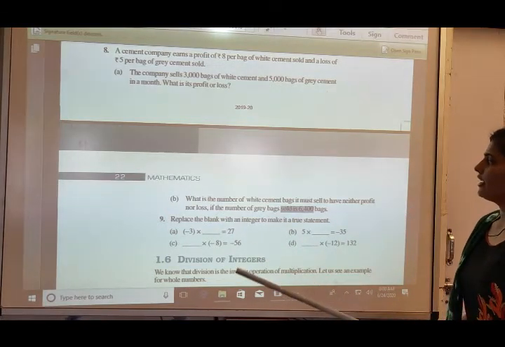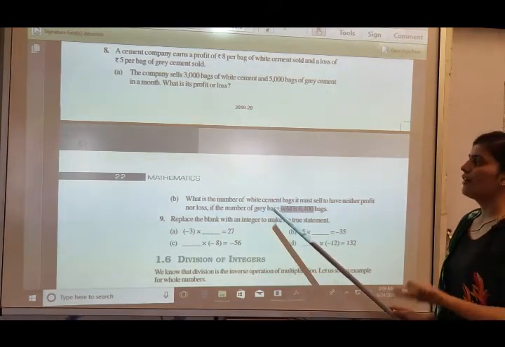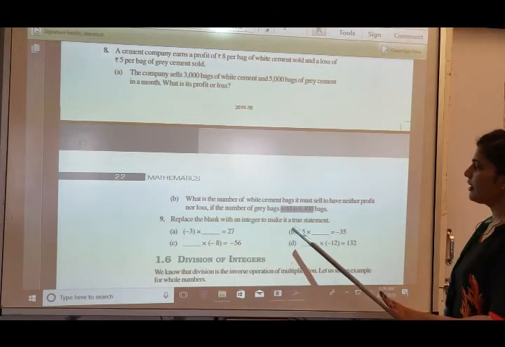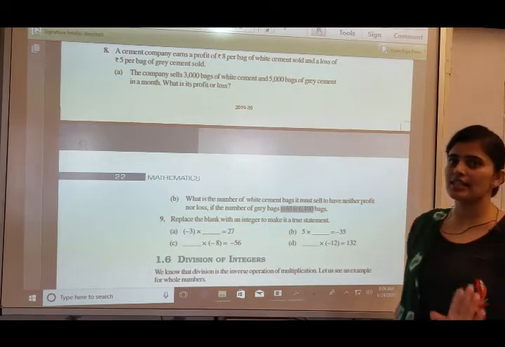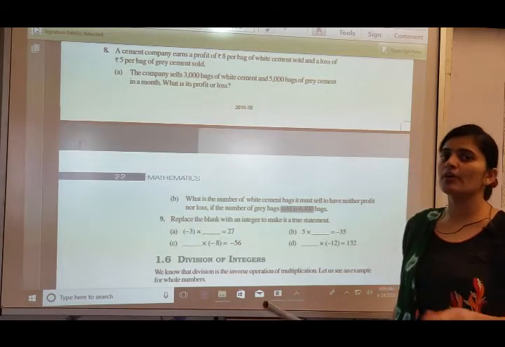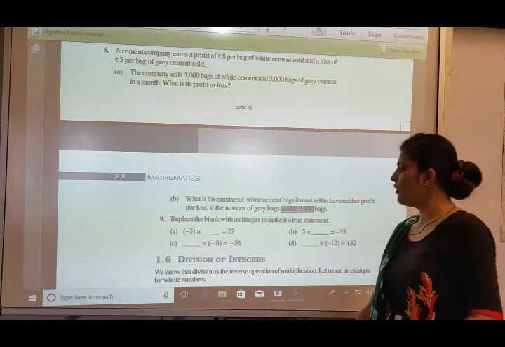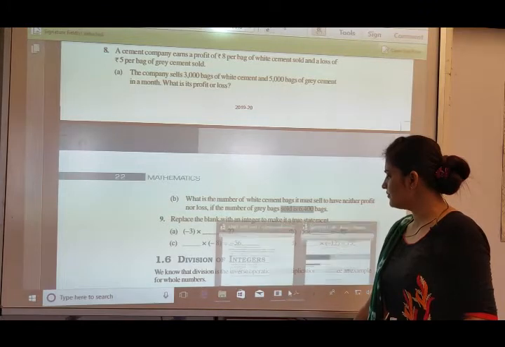Now what do we have to find out? We have to find out the number of white cement bags. Already grey cement bags they have given that they are selling 6,400. But what about white cement bags? That we have to find out. Let us see the solution.